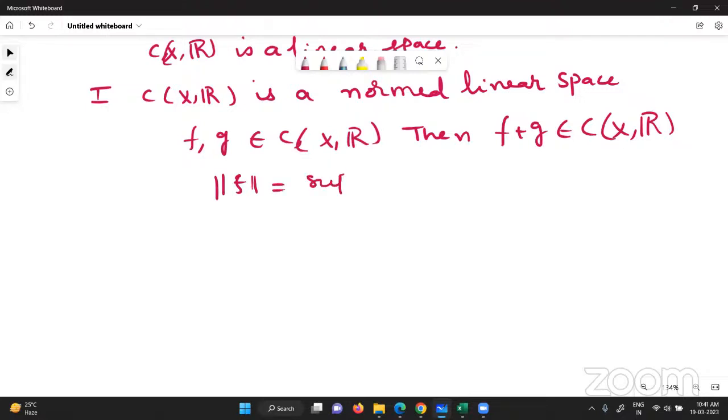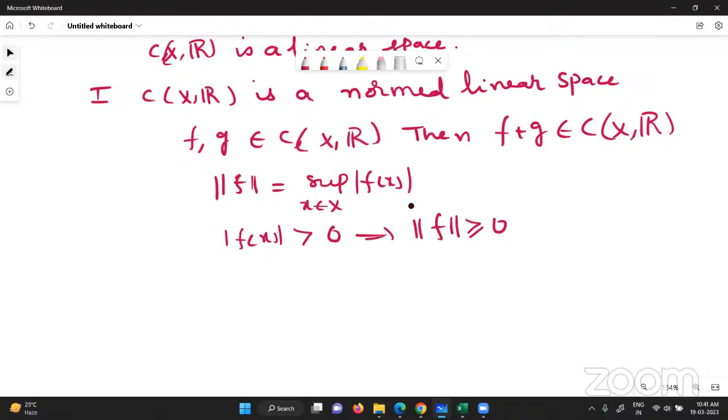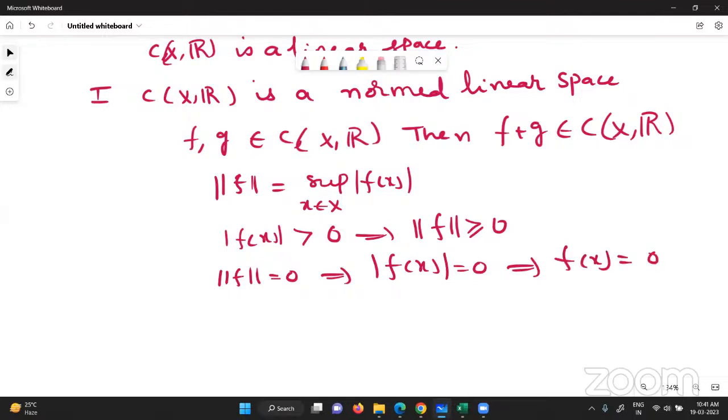The norm is defined as the supremum over x belonging to X of mod f(x). We know that mod f(x) is always greater than or equal to 0. So since mod f(x) is greater than or equal to 0, we have norm f is also greater than or equal to 0. Tell me, when will norm f be 0? It means mod f(x) is 0, which implies f(x) is 0. That means f is 0. So you have norm f equal to 0 if and only if f equal to 0.